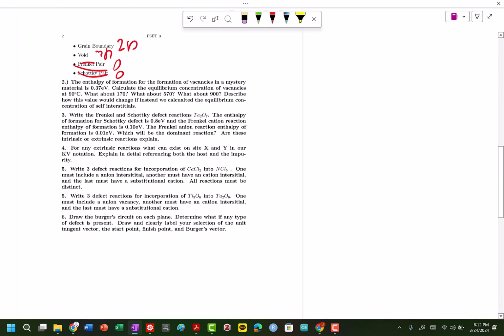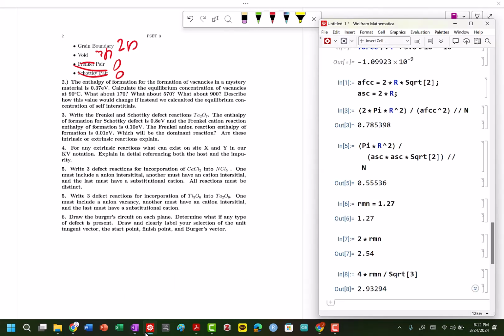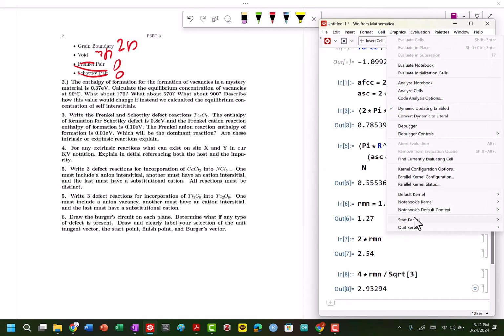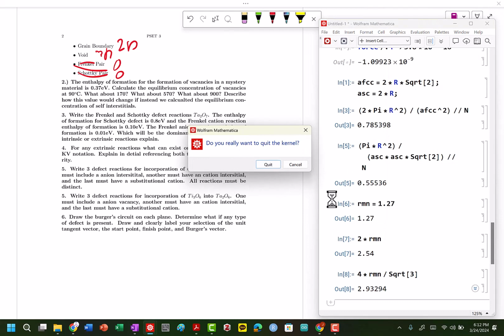All right. Ouch, I just pinched myself. Not in a good way. Anyways, let me quit this kernel as we read this problem.